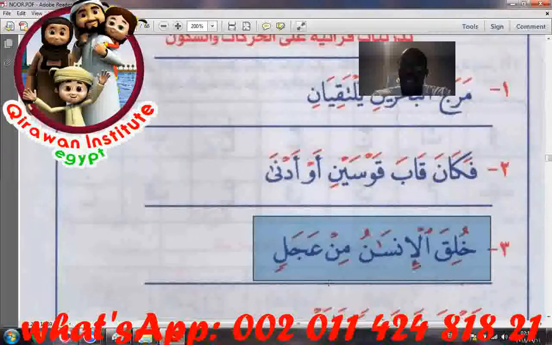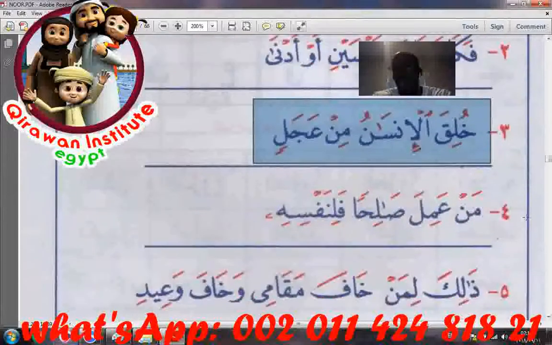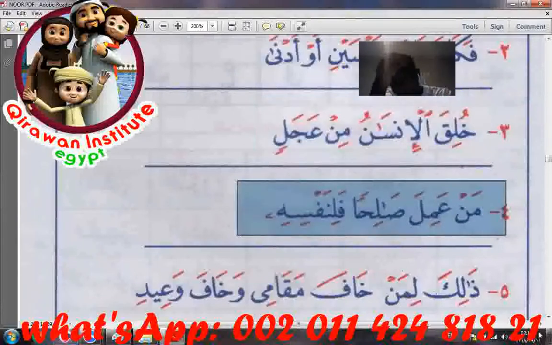كُلِّ. Insanu min ajalin. Kulli. We said that we will not pronounce this alif. Kulli insanu min ajalin. خلق الإنسان من عجل. كُلِّ إِنسَانُ مِنْ عَجَلْ.